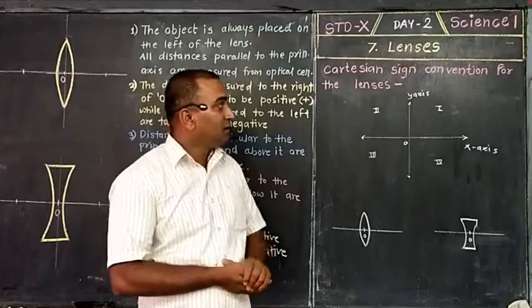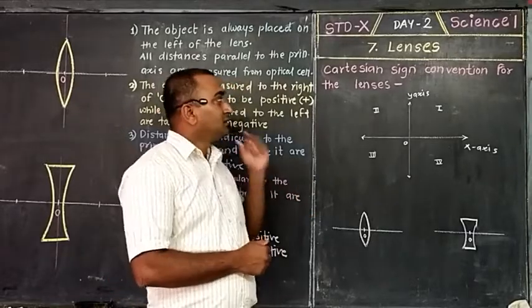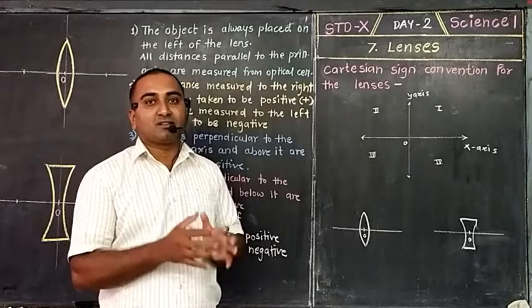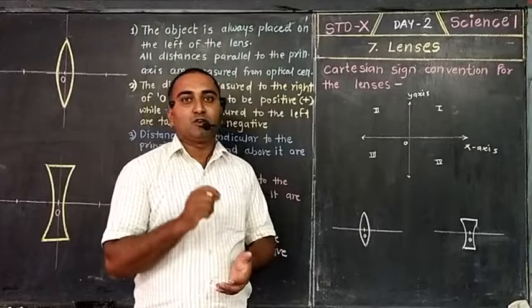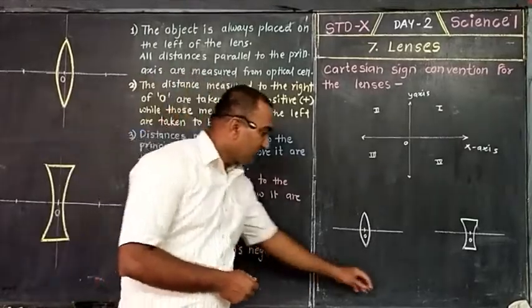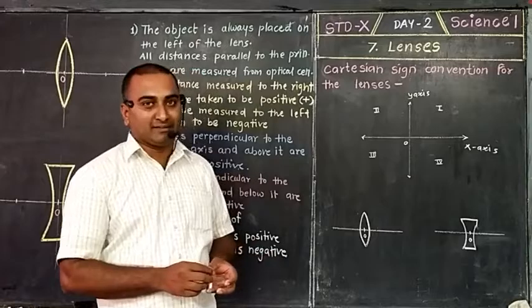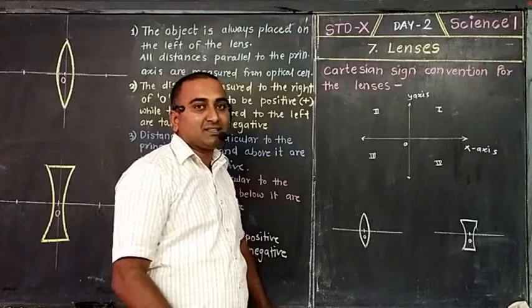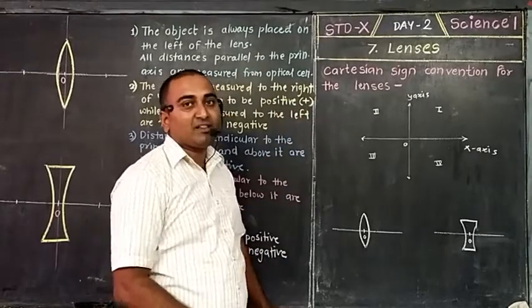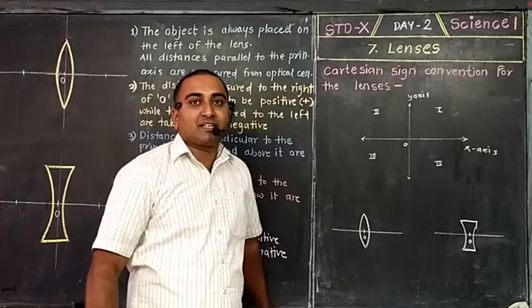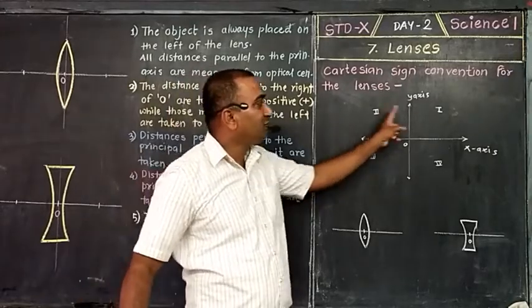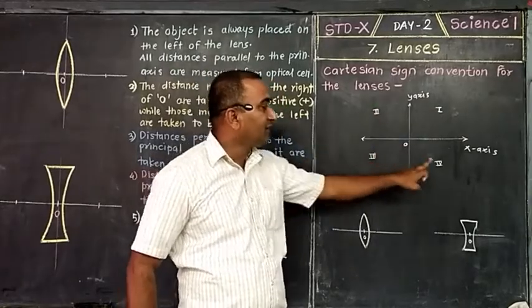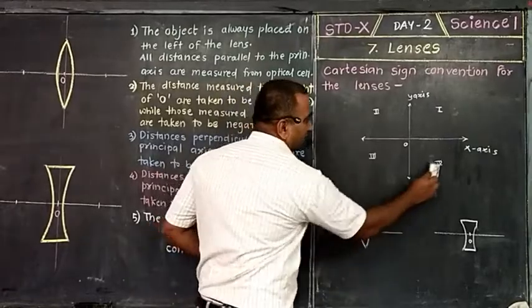Hi students, in this lecture we are discussing the Cartesian sign conventions for lenses, which are very important for understanding many concepts and for solving numericals. Let's concentrate here. You know what the Cartesian plane means: when a horizontal axis and a vertical axis intersect each other perpendicularly, there are four quadrants: the first, second, third and fourth quadrant. That is not important for us.